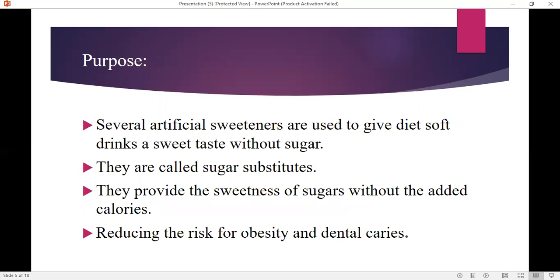Purpose. Now we are going to discuss the purpose for which the artificial sweeteners are used. Several artificial sweeteners are used to give diet soft drinks a sweet taste without sugar. They are used in the place of sugar. That is why they are called sugar substitutes. They provide the sweetness of sugar without added calories, reducing the risk for obesity and dental caries.